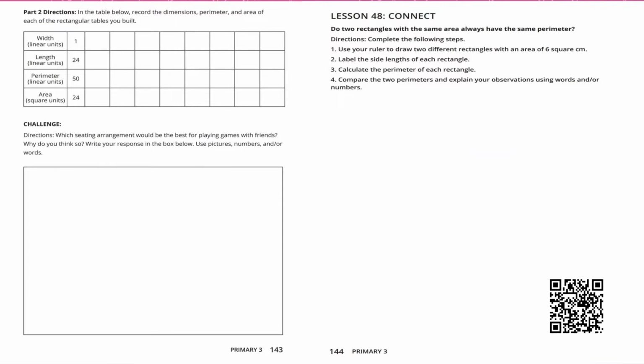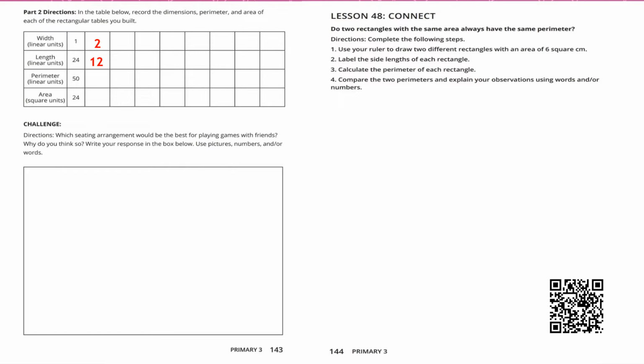Now he wants me to record the dimensions and perimeter and the area for each rectangular table. The first rectangular table, he gave me 1 times 24 equals the area 24, and the perimeter will be, we will add them, 2 times, 1 plus 1 plus 24 plus 24, as we did. Here in number 2 we will put the equation.